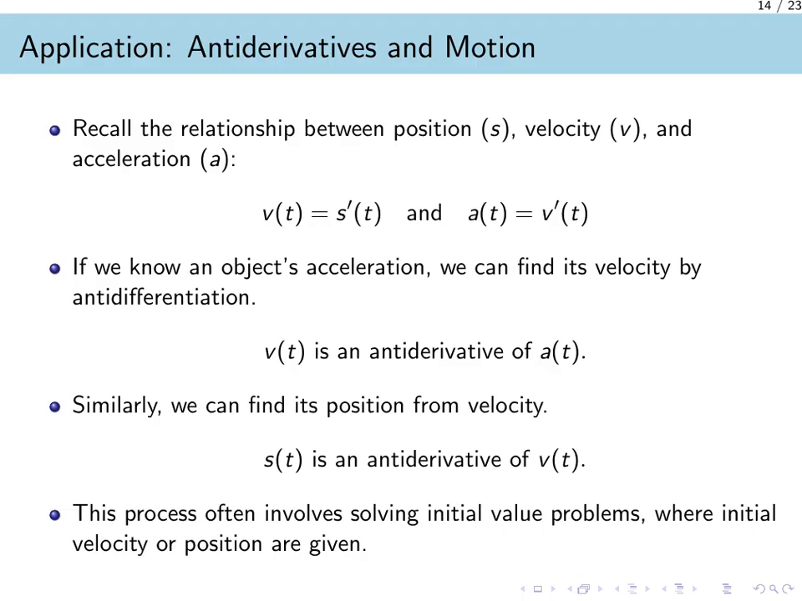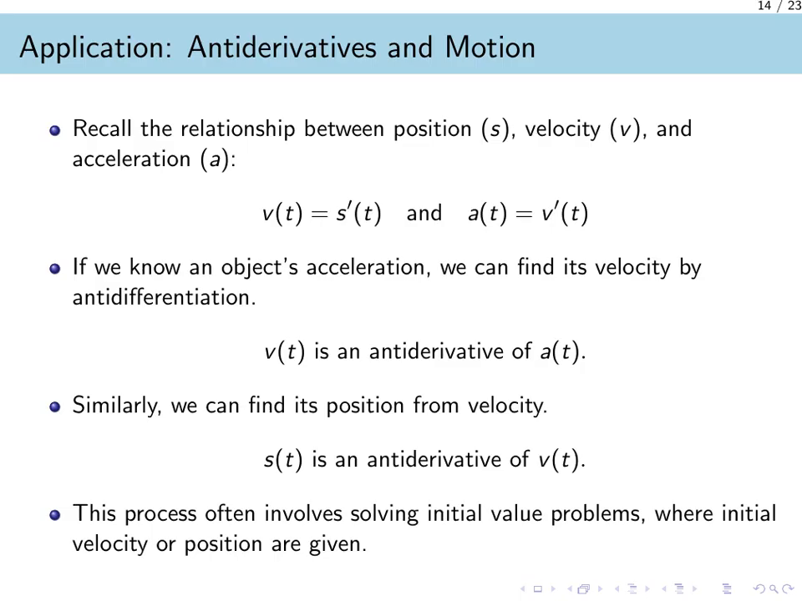Let us see how antiderivatives provide a powerful tool for describing motion, allowing us to work backward from acceleration to find an object's path. We already know that velocity is the derivative of position, and acceleration is the derivative of velocity. Antidifferentiation simply reverses this. If we know an object's acceleration, its velocity function is one of the acceleration's antiderivatives. Likewise, the position function is an antiderivative of the velocity function.